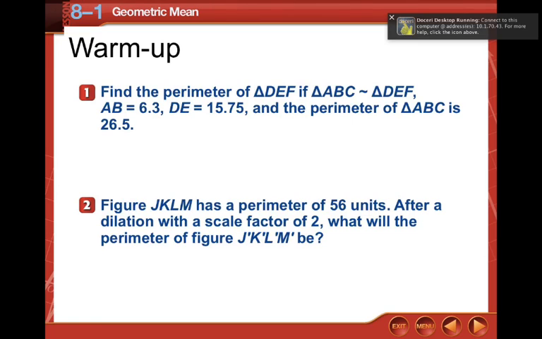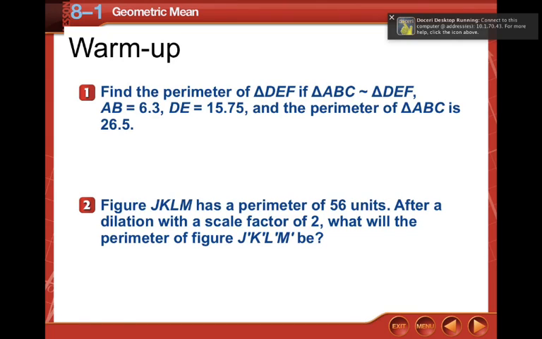So for our warm-up today, number one, we need to find the perimeter of triangle DEF if triangle ABC is similar to triangle DEF. AB is equal to 6.3 and DE is equal to 15.75. And the perimeter of triangle ABC is 26.5. So what we need to do here is set up a proportion. Since we know the triangles are similar, the corresponding sides are similar too.